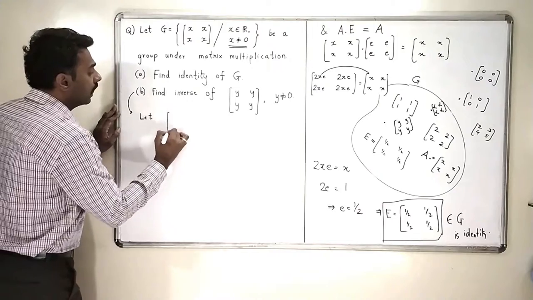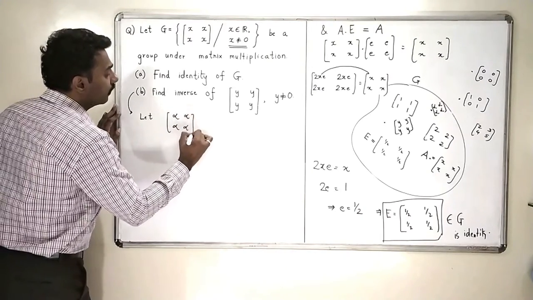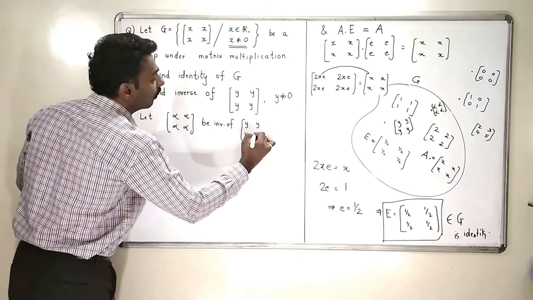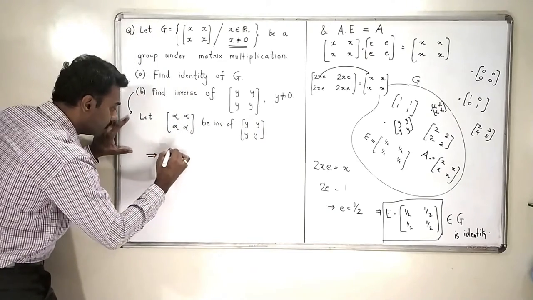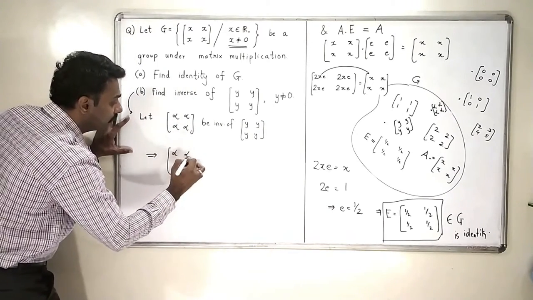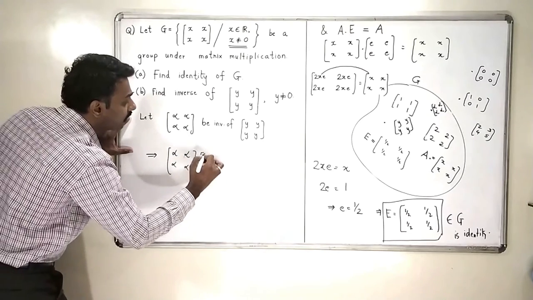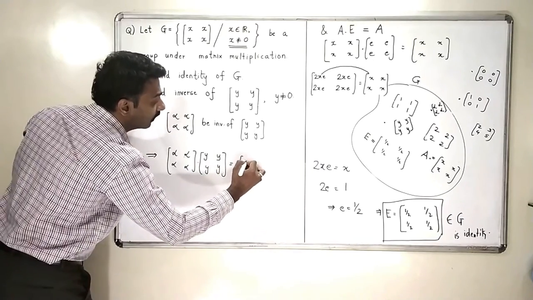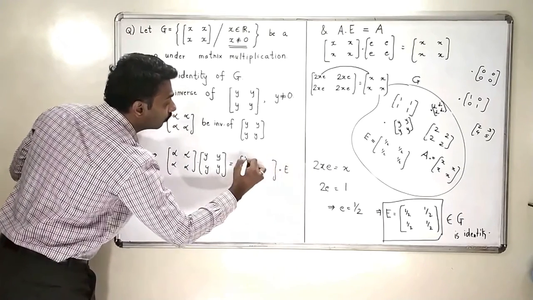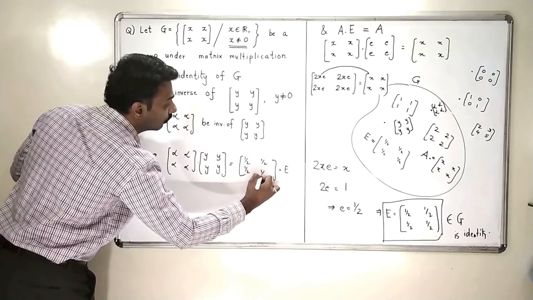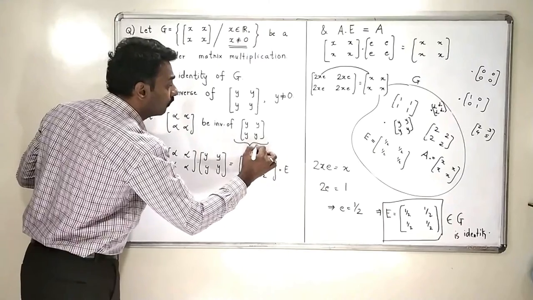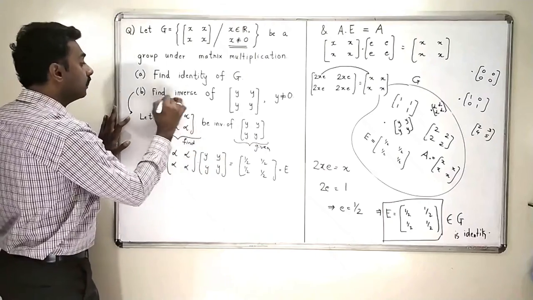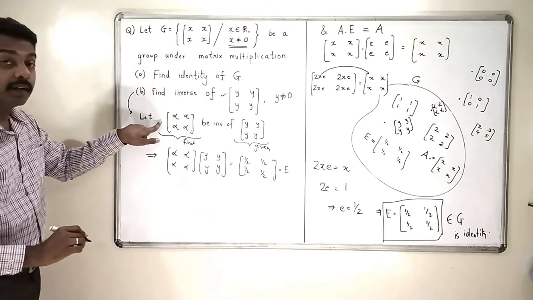So let alpha be the inverse of y. Therefore, their multiplication will be equal to how much? The identity of that group. Who is the identity of that group? It is E, right? Who is E but half, right? This is given to us. And this is the matrix I am trying to find, right? Because it is given to us that you have to find the inverse of this matrix. So I have to find what this matrix is.